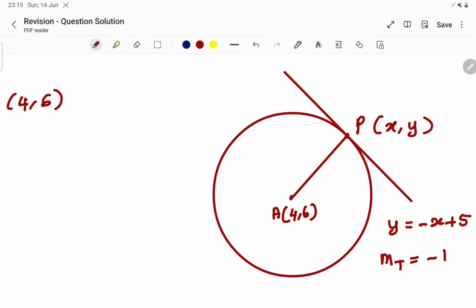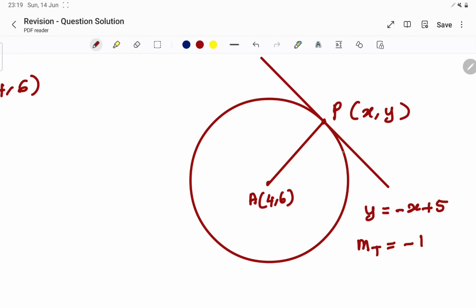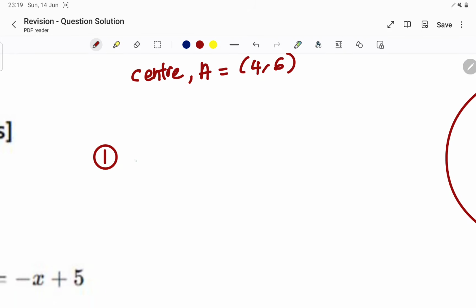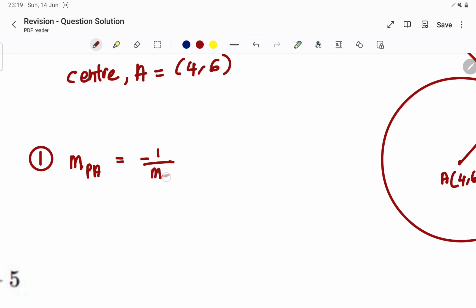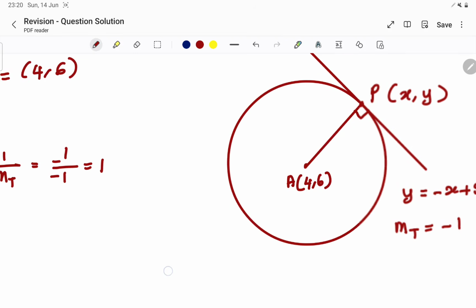In order for us to get the gradient for P to A, we know that this P is actually a tangent. So PA is a normal, which is perpendicular, right? So since it is perpendicular, the gradient of the normal, which is PA, should be negative 1 divided by the gradient of the tangent just now, so negative 1 divided by negative 1, then the answer is equal to 1. So the gradient of PA here is equal to 1.